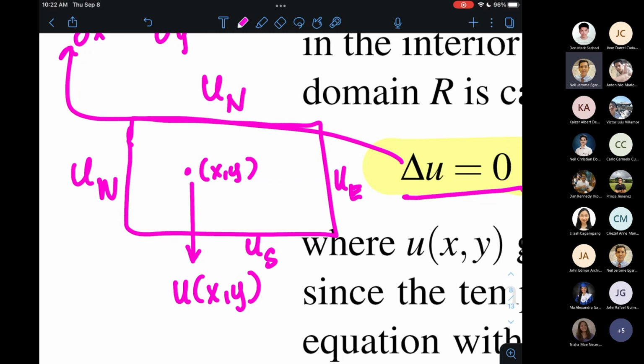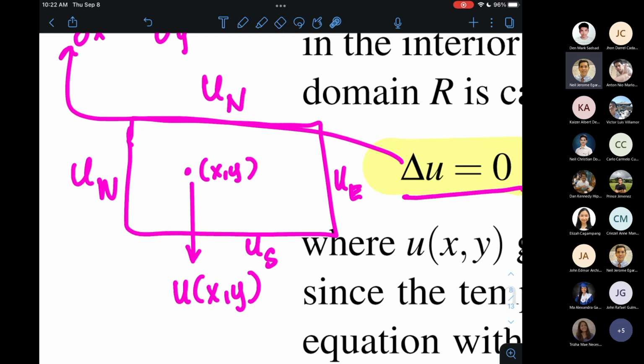So halimbawa, yung heat source ay dito sila nakalagay dun sa sides ng rectangle. And then syempre, kung may heat source dyan sa apat na sides, yung temperature na yon dun sa apat na sides na yon will determine how the temperature inside the domain R will look like, or how it will behave. Pero still, it's governed by the Laplace equation.